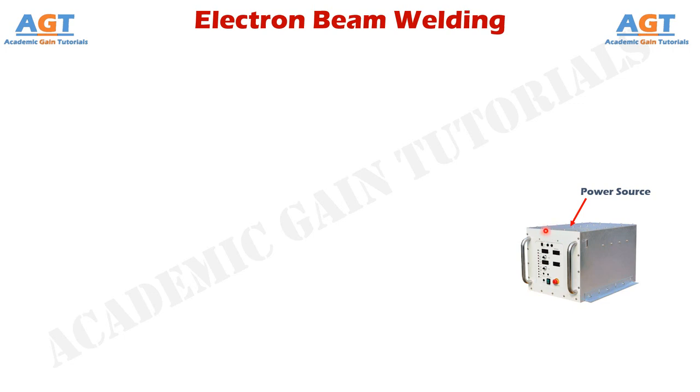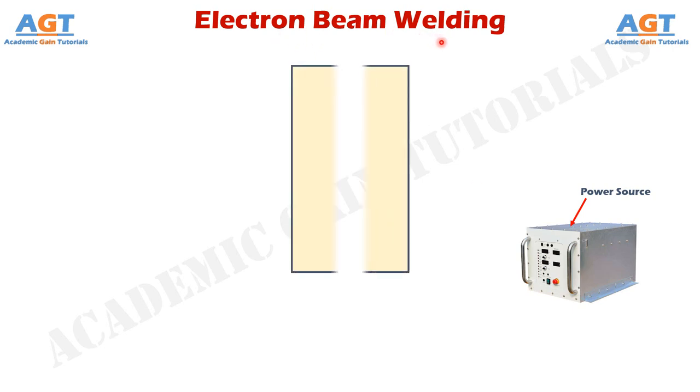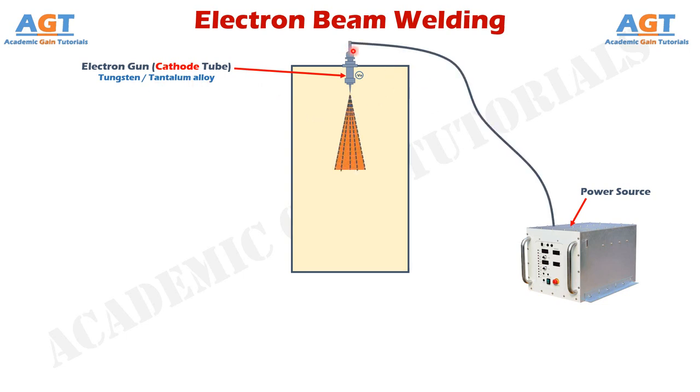To start the electron beam process, the first thing we need is something that will generate the electrons. So, here we have an electron gun. This electron gun is the heart of electron beam welding. It is a cathode tube with a negative pole, which generates electrons. This electron generating cathode tube or electron gun is mostly made of tungsten or tantalum alloys. Now, when power supply is provided to this negatively charged cathode tube, the cathode filament is heated and generates electrons. The cathode filament is heated up to 2500 degrees centigrade for continuous emission of electrons.